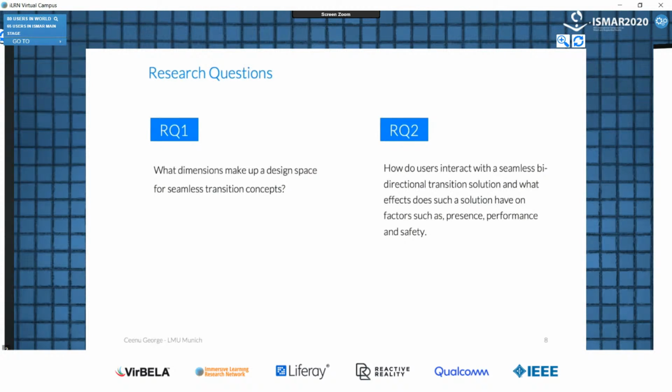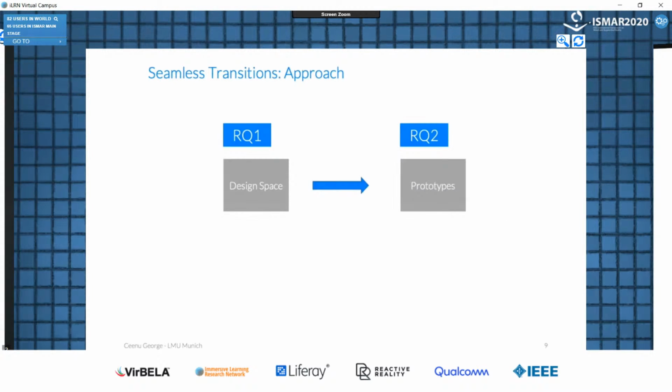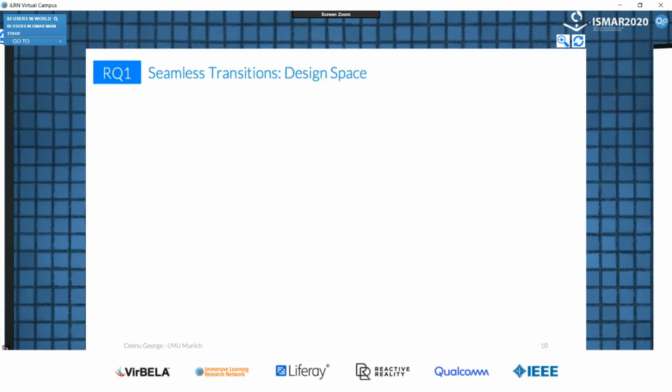To summarize our research, in research question 1, we're looking at what dimensions make up the design space for seamless transition concepts. And in research question 2, we're looking at how users interact with such a seamless bidirectional transition solution. The rest of my talk is structured in these 2 research questions, going from the design space in RQ1 to the prototypes in RQ2.